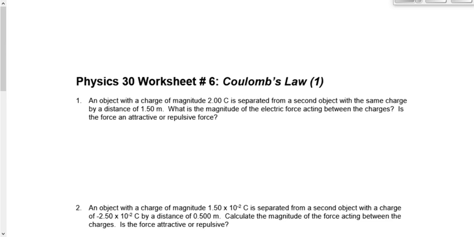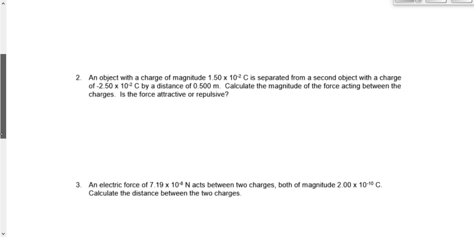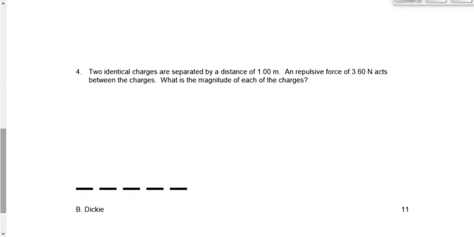We're taking a look at worksheet number 6, specifically two questions on that worksheet, number 4 and number 6. Number 4 says, two identical charges are separated by a distance of 1 meter. A repulsive force of 3.6 newtons acts between the charges. It acts on both charges, right? 3.6 newtons on the one charge, 3.6 newtons equal and opposite on the other charge. What's the magnitude of each of the charges?